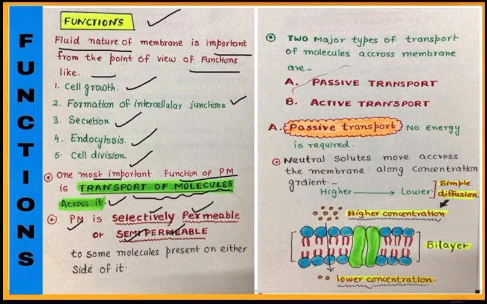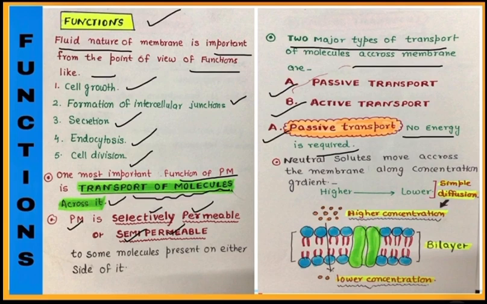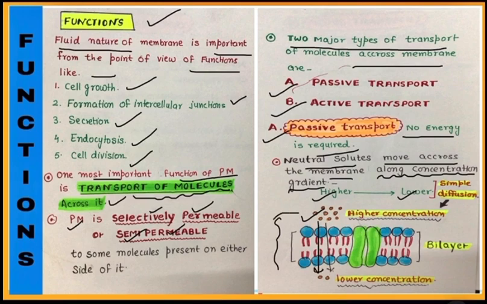How does this transport take place? There are two major types of transport of molecules across the membrane. They are A. Passive transport and B. Active transport. In passive transport, no energy is required. Neutral solutes move across the membrane along the concentration gradient, means these solutes move from higher concentration to lower concentration. See this diagram. Here, these neutral solutes are moving across the membrane from higher concentration to lower concentration, and this type of movement is called simple diffusion.